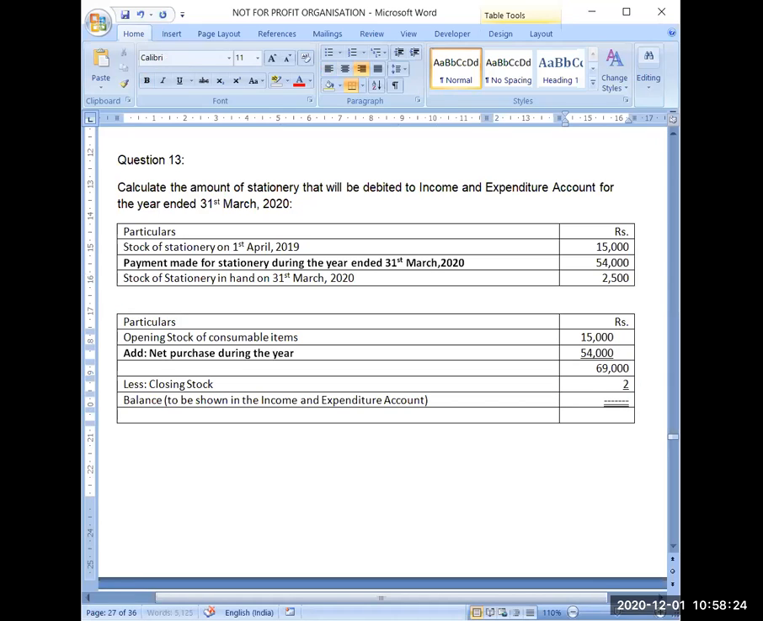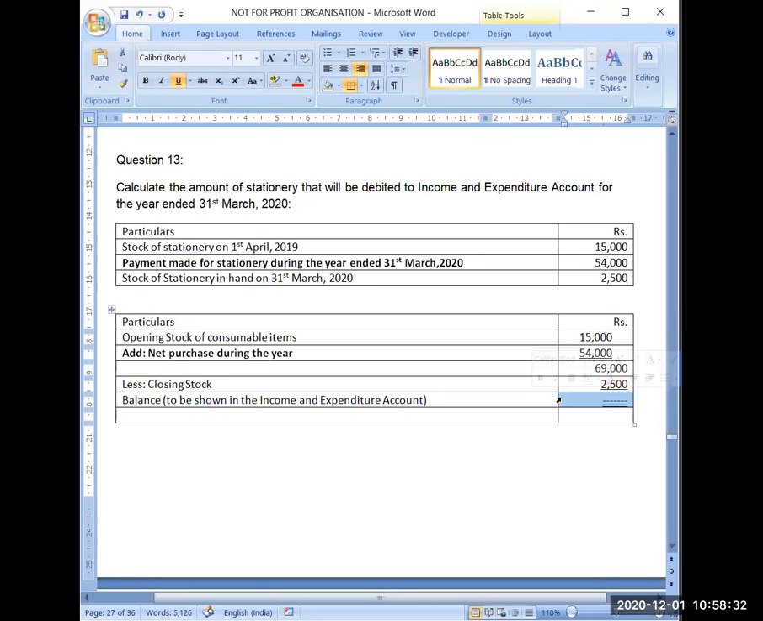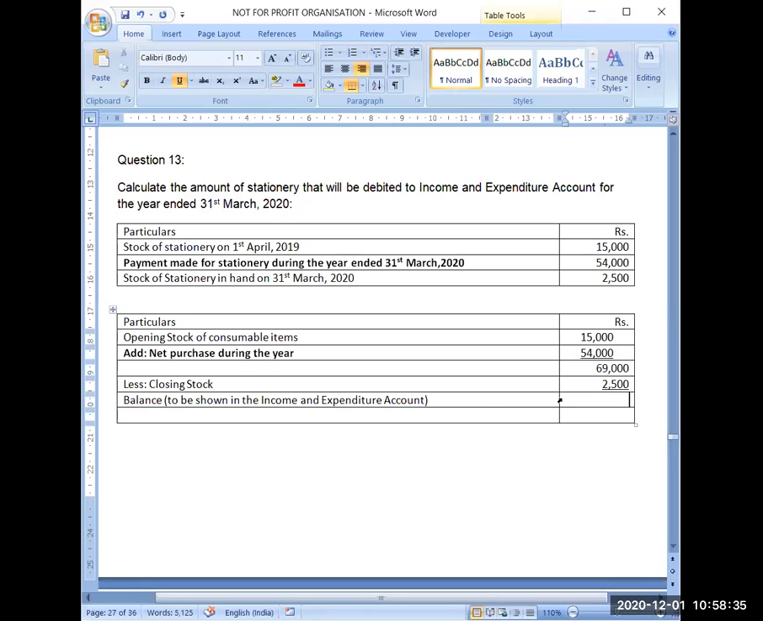Closing stock is given, 2,500. And 69,000 minus 2,500 will be 66,500. So this will be your balance, or you can say stationery consumed during the year. It will be called stationery consumed during the year, and this will be shown in the income and expenditure account.